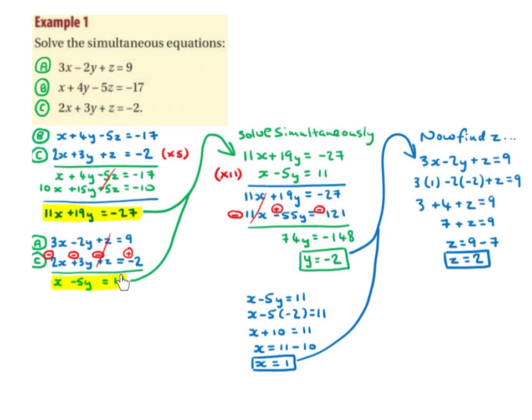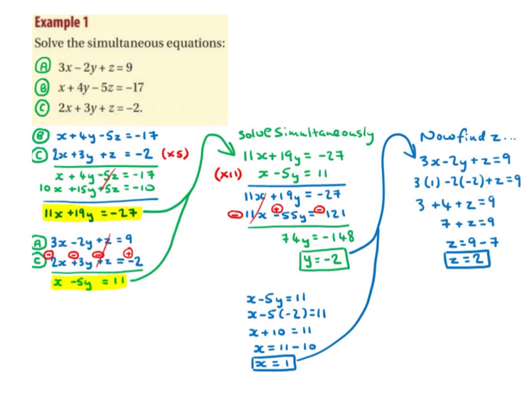So I'm going to take my two highlighted equations and I'm going to solve them simultaneously. So I have 11x plus 19y equals minus 27, and I have x minus 5y equals 11. And what I'm going to do is multiply this entire equation by 11 so that my x's match up. So I keep the top equation as it is, 11x plus 19y equals minus 27, and I write it down here. And 11 by x is 11x, 11 by minus 5y is minus 55y, 11 by 11 is 121.